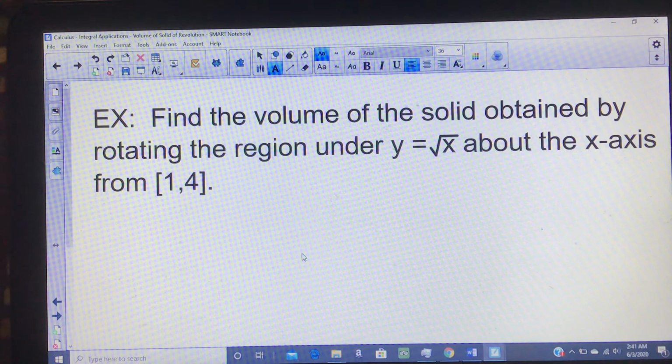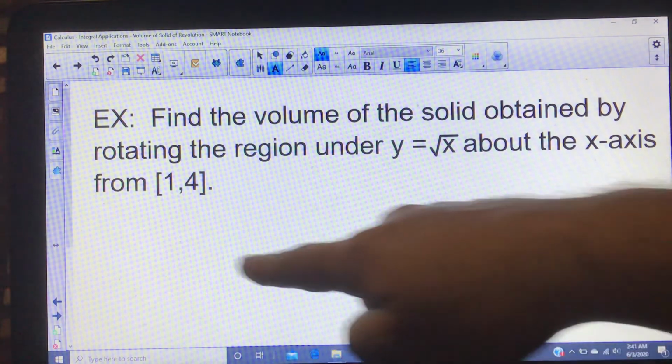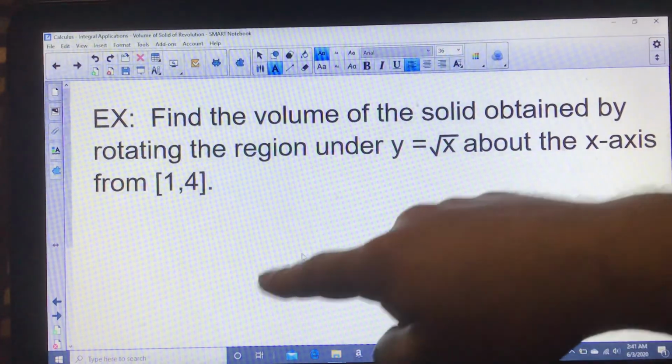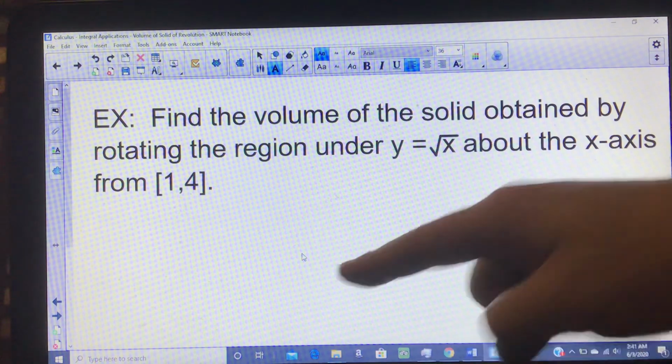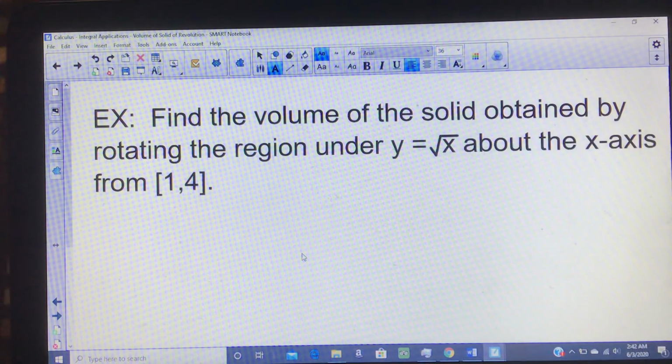All right, so this is the example I'm going to do, and I'm going to break this video into two pieces. I'm going to talk about this, and then in the next video I will show the solution. So the example is to find the volume of the solid of revolution that's obtained by rotating the region under y equals square root of x about the x-axis from 1 to 4. To get an idea of what we want to do, I'm going to need to draw a picture of this. It always helps to have a picture. I want to draw the square root function. I want to see it from 1 to 4, and I want to take that section, rotate it around, and think of what this is going to look like.